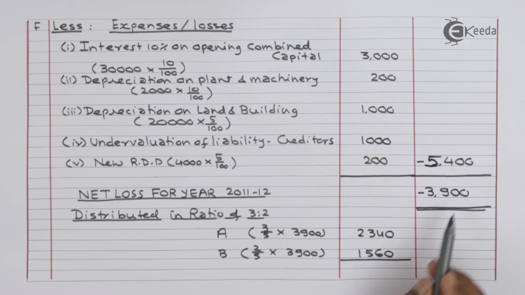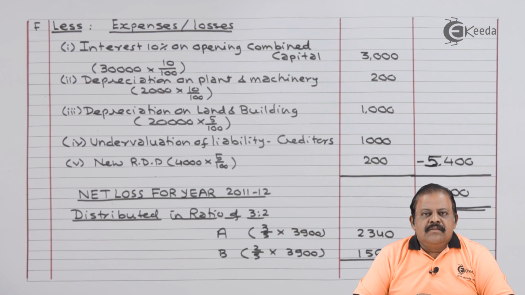Loss 3,900 distributed between partners in the ratio of 3:2. A's loss 2,340. B's loss 1,560. In this question, we learn how to give effect to overvalued and undervalued liabilities.